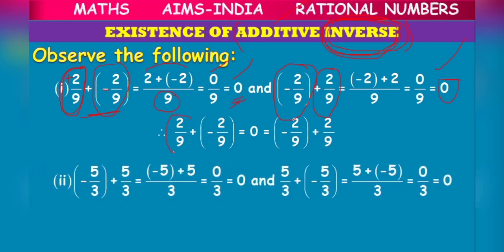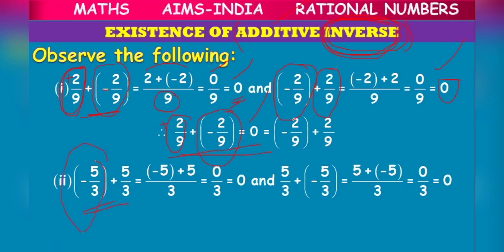What is the difference between these two? The two rational numbers are the same. There is only a change in the sign. Means if we change the sign, one rational number is positive and the other is negative, if we add both of them, we will get 0. We can prove it with another example also.